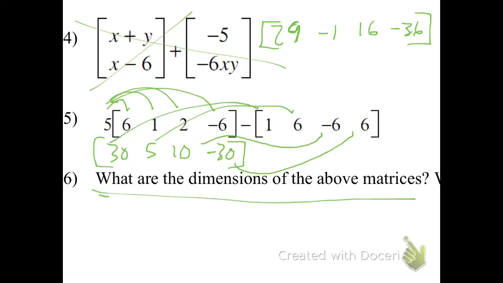What are the dimensions of the above matrices? So you go to all your matrices and label them with the dimensions. So let's take our answer here. It has 1 row, but it has 4 columns. All of these are 1 by 4 matrices. 1 by 4. All of those. Okay?